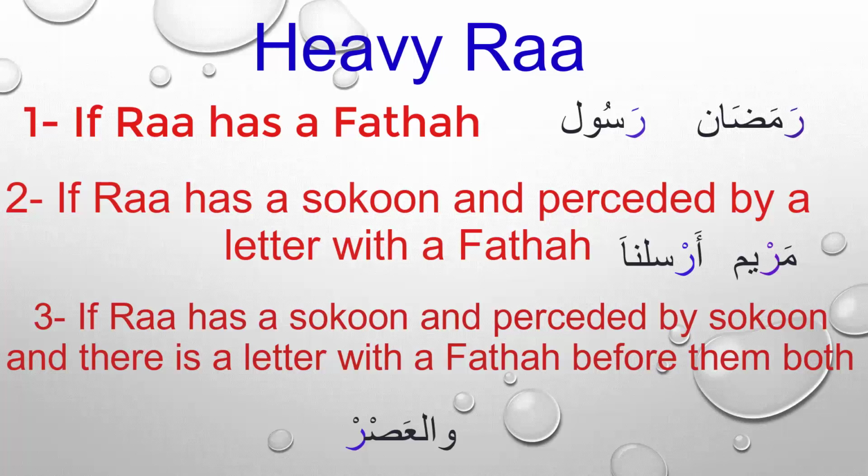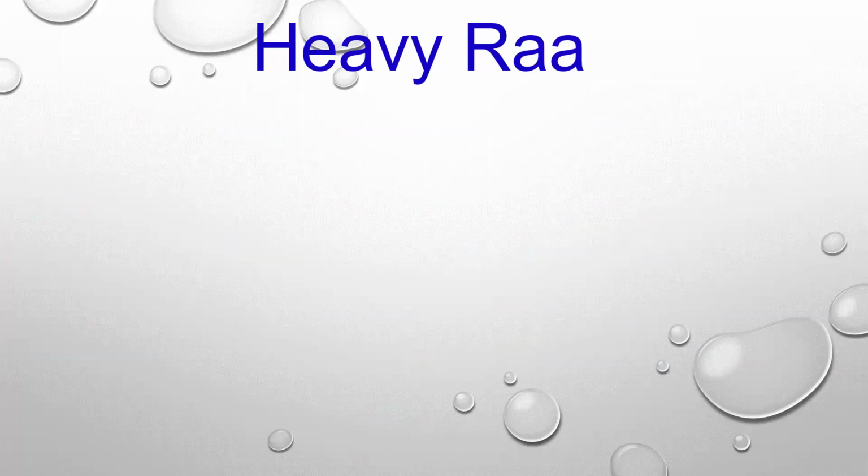Just as in the word wal-asr, Ra is second letter and Sad before is second. We're gonna look at the letter before them both. It's Ain with Fatha. So Ra at the end of the word is gonna be heavy because of this Fatha on Ain letter. Now let's talk about the next cases and you're gonna find it so easy, inshallah.